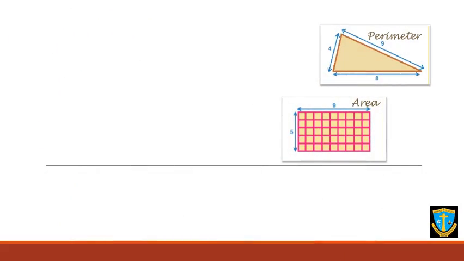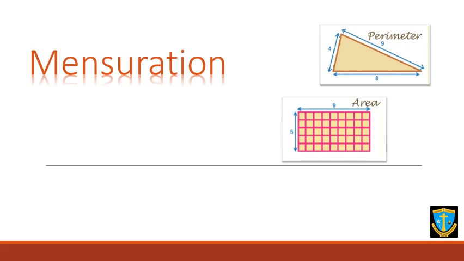Today we will have a look at a new chapter, mensuration. The word mensuration comes from measurement. We will learn about perimeter and area in this chapter. First, we will learn about the perimeter. Later, we will learn about area.